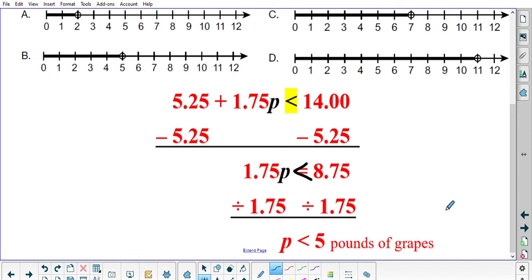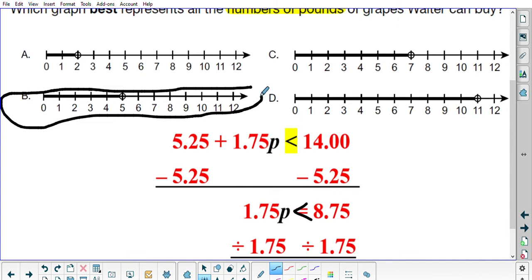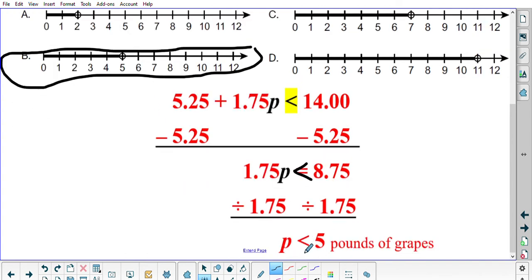Which graph is showing less than 5? Well, it was choice B. It starts at 5 with an open circle. Remember, when the inequality symbol does not have the equal to bar under it, we leave it an open circle. And if it's less than 5, then it's going to the left of 5. That's where the smaller numbers are. So, choice B is correct.